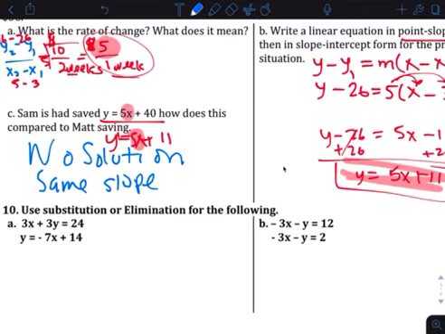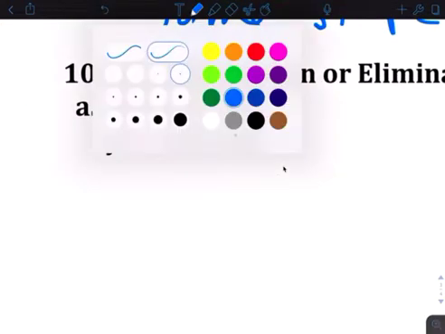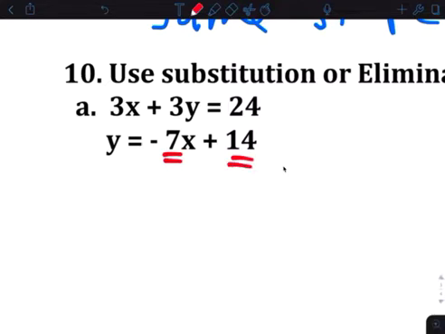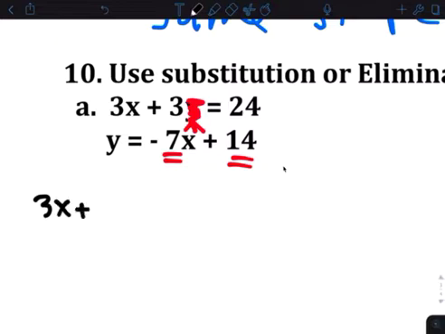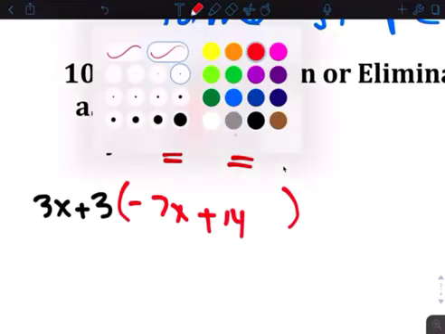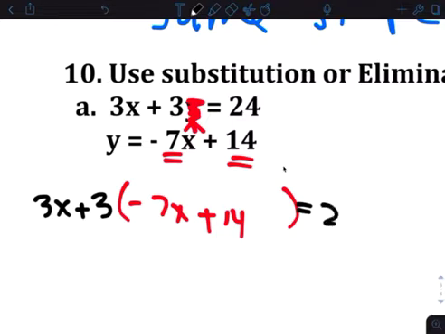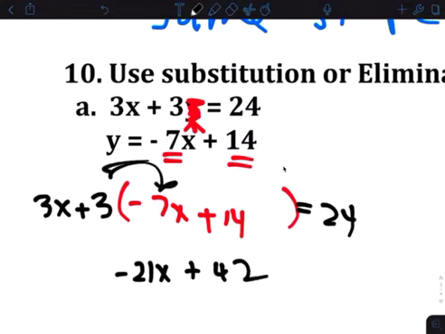Number 10, you would use substitution because one of them is in slope-intercept form. So you cross that out, replace it with this whole thing in there. So you would write 3x plus 3, and instead of y, you take it out and replace it with negative 7x plus 14. Negative 21x plus 42. Distribute first. That's what I've done. 3x plus. Combine these.